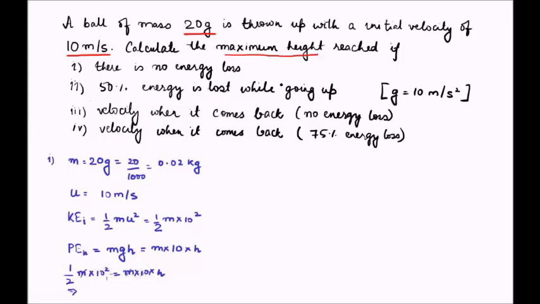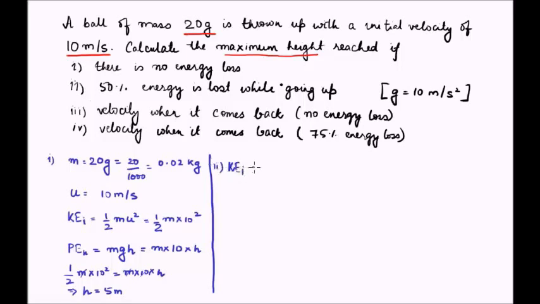By conservation of energy, this and this will be equal. Therefore half times m times 10 squared is equal to m times 10 times h, which implies I can cancel this and this, and this will cancel this. This implies that the maximum height is 5 meters. So if there is no energy loss, then the maximum height reached is 5 meters.